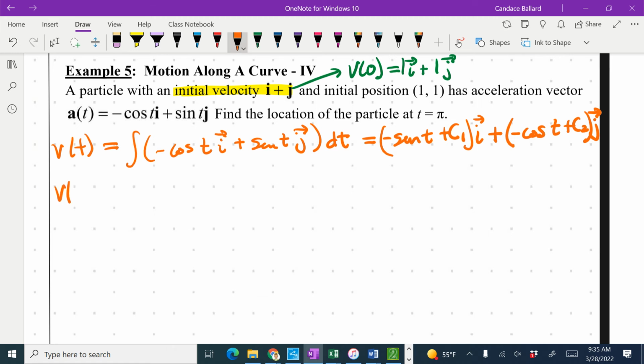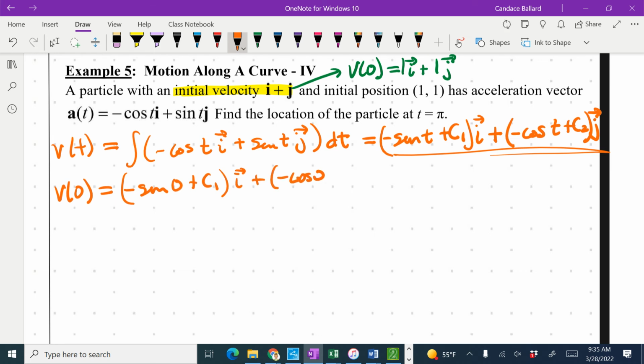All right, so I'm going to go v of 0 equals, and I'm going to plug 0 into this, and then set it equal to the 1i plus 1j. So negative sine of 0 plus c sub 1 times vector i plus negative cosine of 0 plus c sub 2 times vector j. We're going to set that equal to 1 times vector i plus 1 times vector j. It's up to you if you write the ones or not.